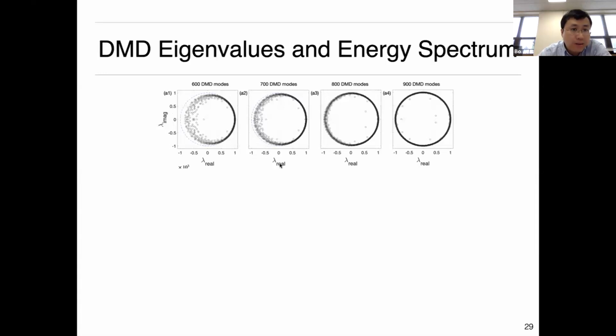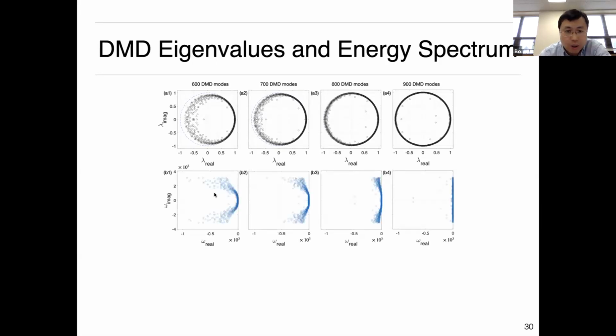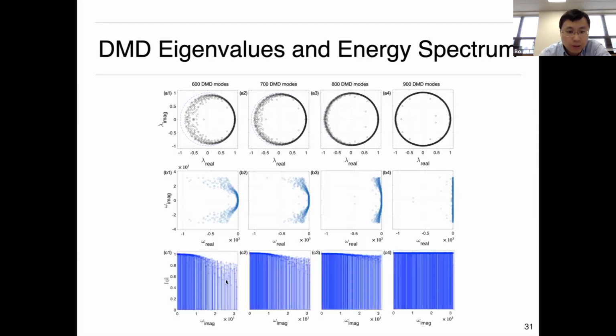This point can be even better examined by examining the discrete eigenvalues, the transformed eigenvalues, and the energy spectrum. With increasing the number of DMD modes used for the reconstruction, the number of the damped DMD modes diminishes significantly. Furthermore, the growth rates of the DMD modes gradually approach zero with increasing the number of modes. The decay of the energy spectrum gradually disappears as the number of DMD modes increases.